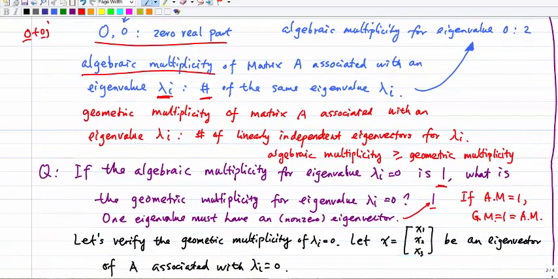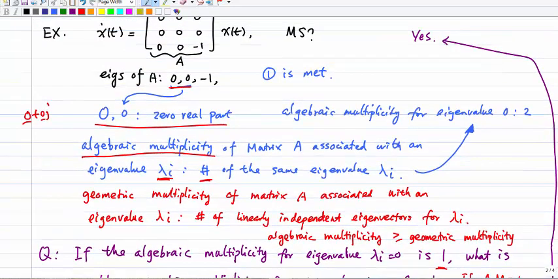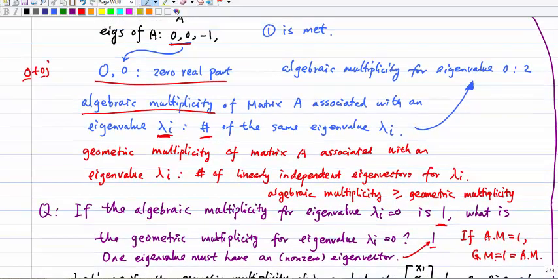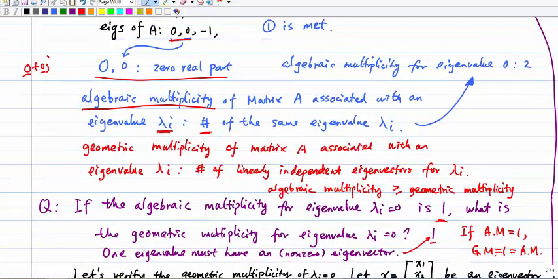The algebraic multiplicity must be equal to the geometric multiplicity, which must be true. So you only need to care about those eigenvalues with 0 real parts, which have algebraic multiplicity greater than 1. Here it is 2, so we need to verify how many linearly independent eigenvectors we have for this eigenvalue, which is 0.